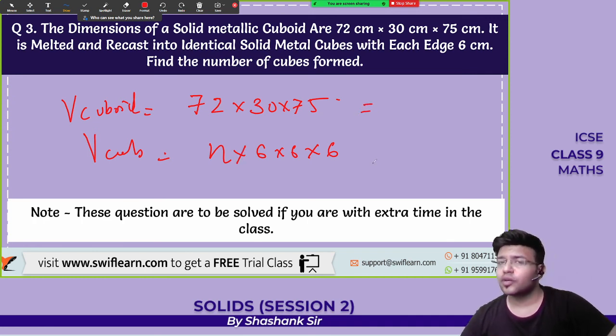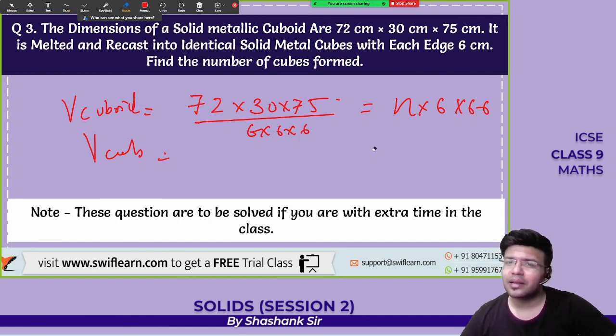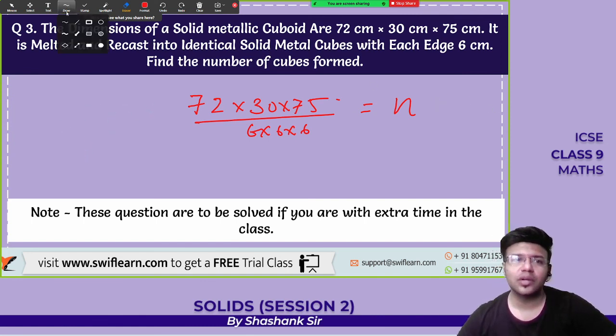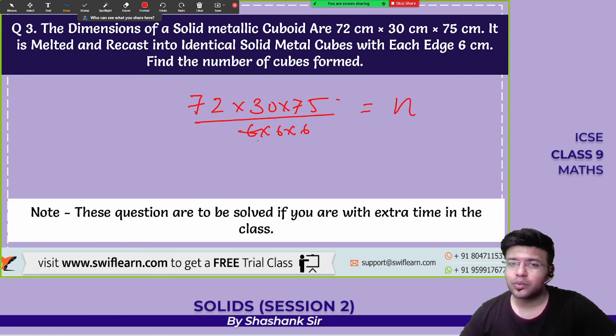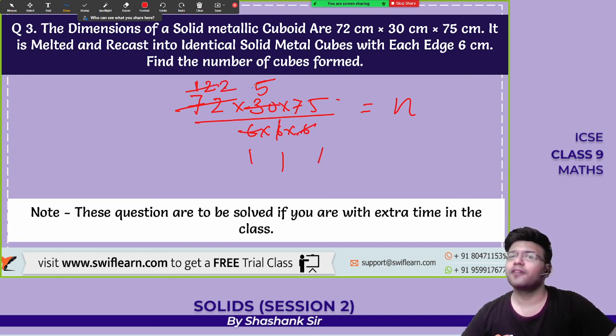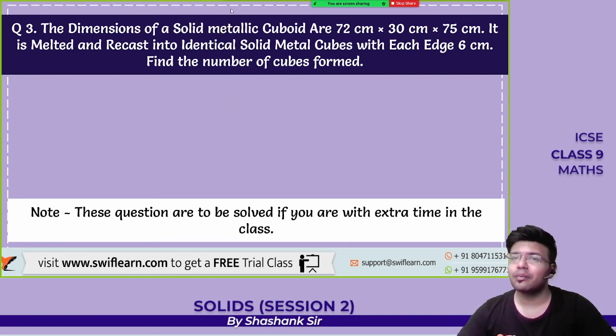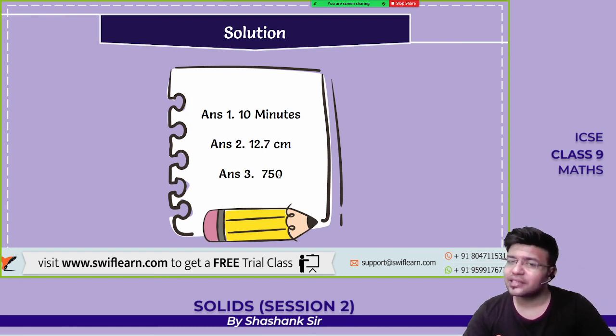So when recasted, the volume will remain same. So n into 6 into 6 into 6 is this thing. So n is equal to this by 6 into 6 into 6. Now no need to multiply them first. Let us divide them and then find the value of n. Don't waste your time multiplying. Now divide them. 6 ones are 6, 6 fives are 30. So 6 ones are 6, 6 ones are 6, 6 twos are 12, 6 ones are 6, 6 twos are 12, 5 twos are 10. So n is equal to 750. 750 cubes can be formed. So 750, that is the answer.